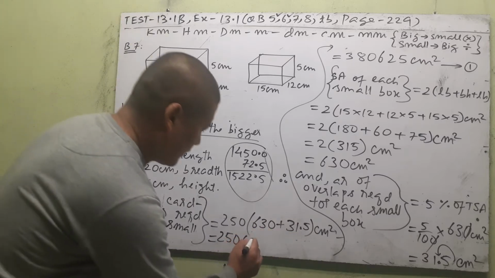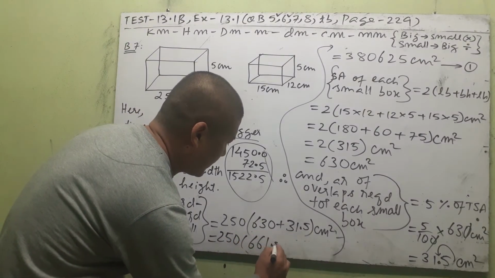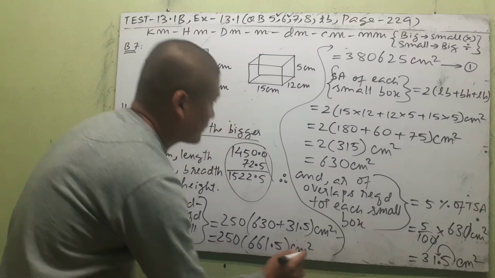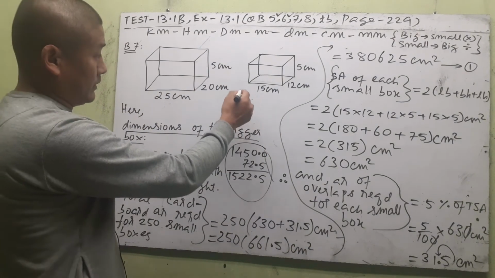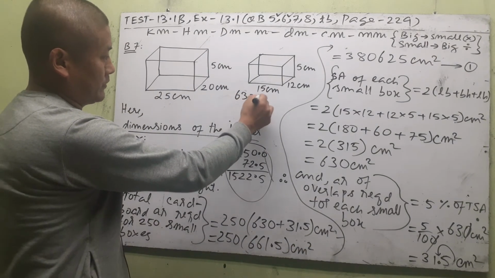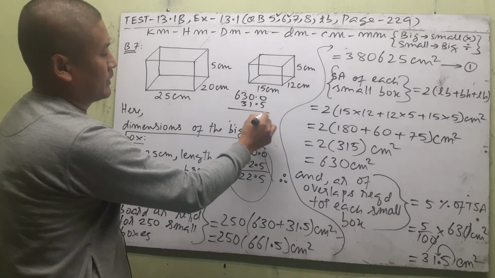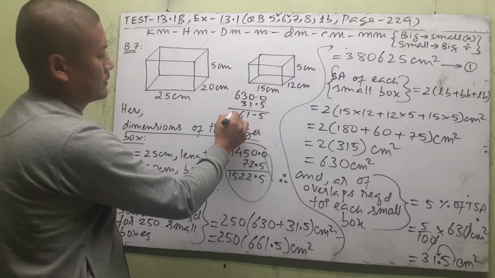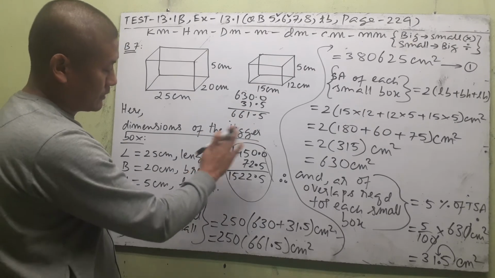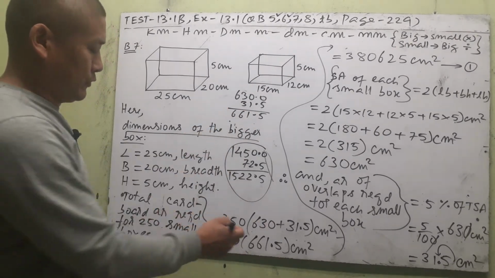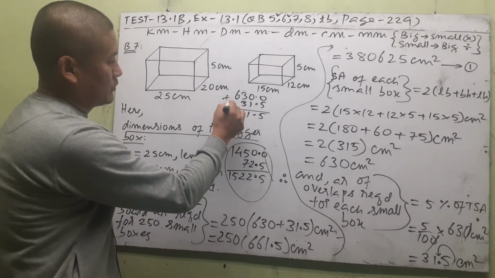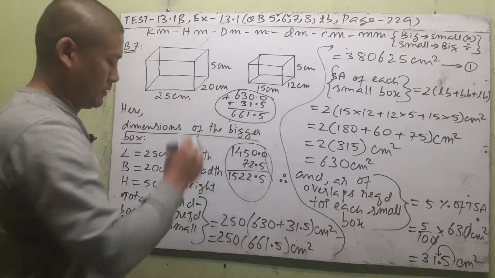661.5 centimeter square. It's like this, 630.0 and then 31.5, we add, which means 661.5. That's how you're getting it when we add these two, like I showed on the graph. If you want, you can write it down.